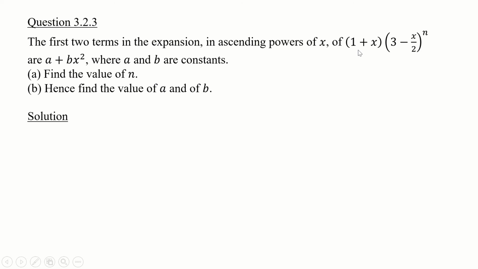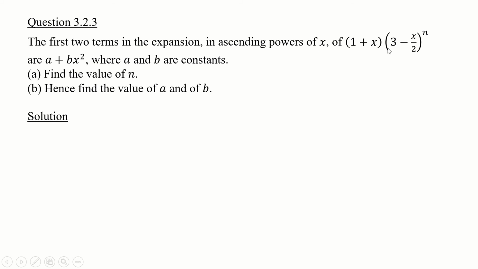In this question, we are given this expression: 1 plus x multiplied by (3 minus x over 2) raised to the power of n. And again, we don't know what the power n is over here. Actually, this is something that we have to find in part A. We are also given that the first two terms in the expansion are a plus bx squared. So how do we do such questions?